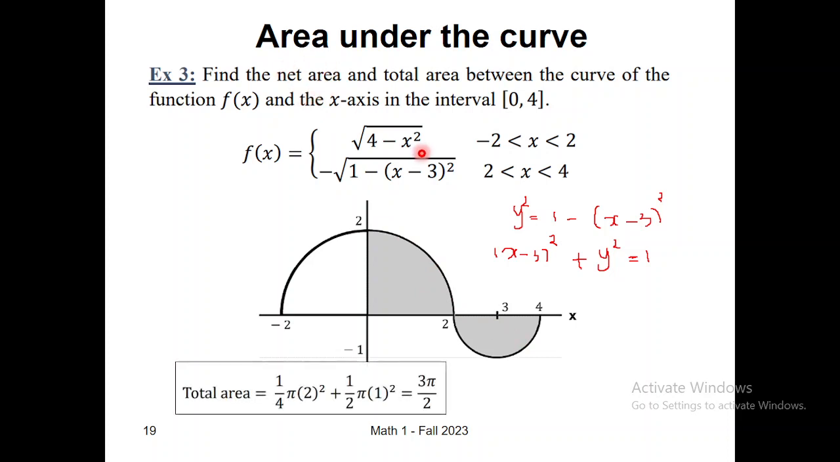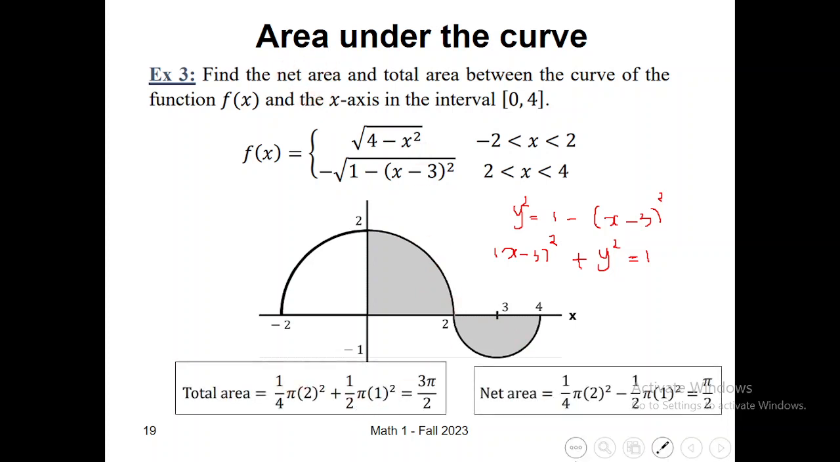To find the net area, this is the area of this quarter, and this is the area of this semicircle. But you consider this to be negative, and then add the result. If you want to find the total area, you add the same two areas, but now consider both to be positive. So we add the area of this quarter of a circle to the area of this semicircle. This is the total area.